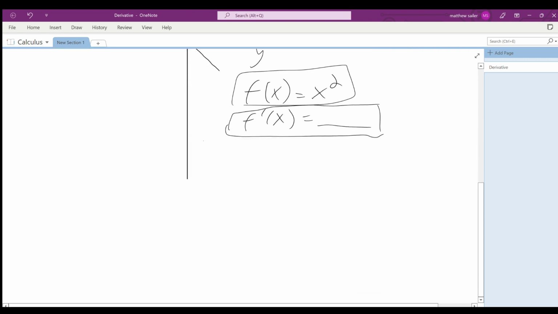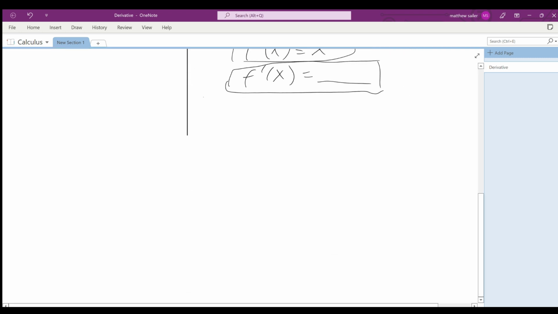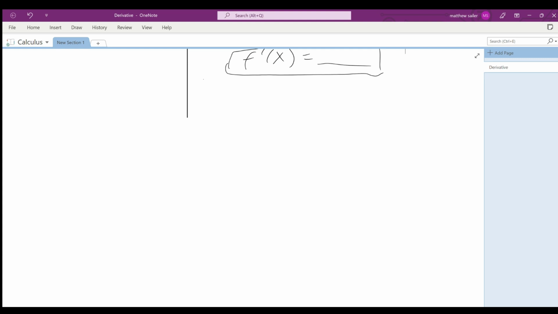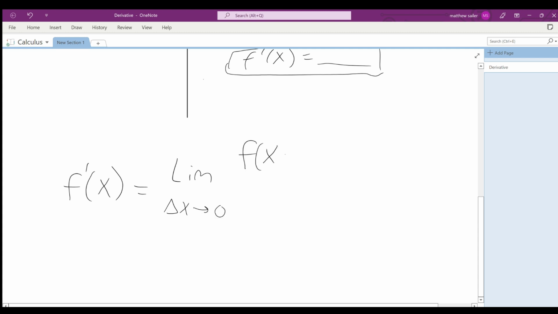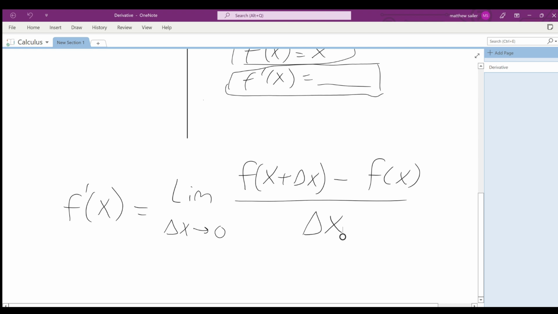So I'm going to show you the definition I learned when I first learned about what a derivative was, and that is this. F prime of x equals the limit as delta x approaches 0 of f of x plus delta x minus f of x over delta x. Now I'm not going to go into detail on why this definition is true.